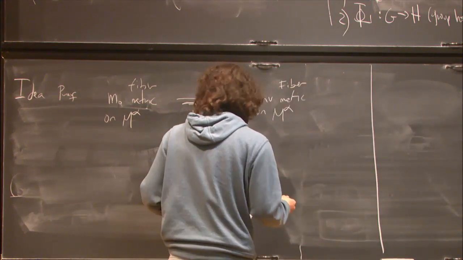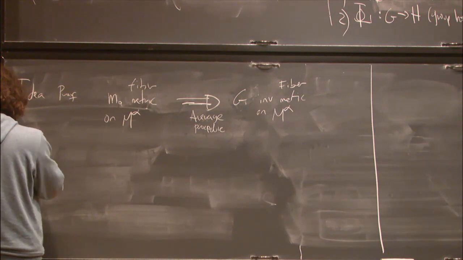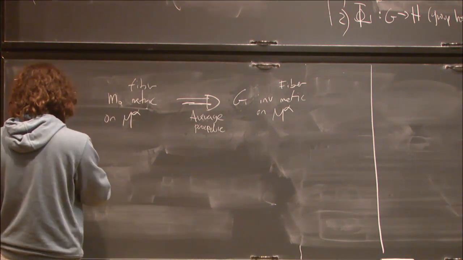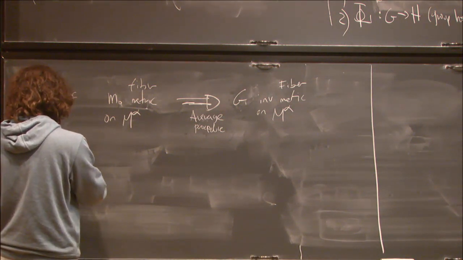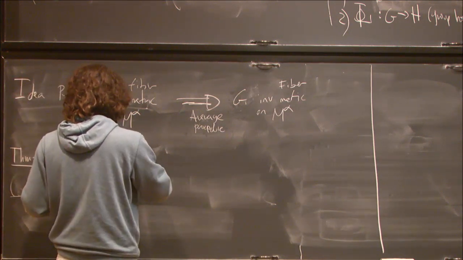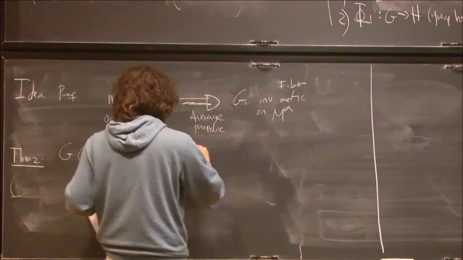So the technical theorem is the following: the G action has sub-exponential growth of derivatives.